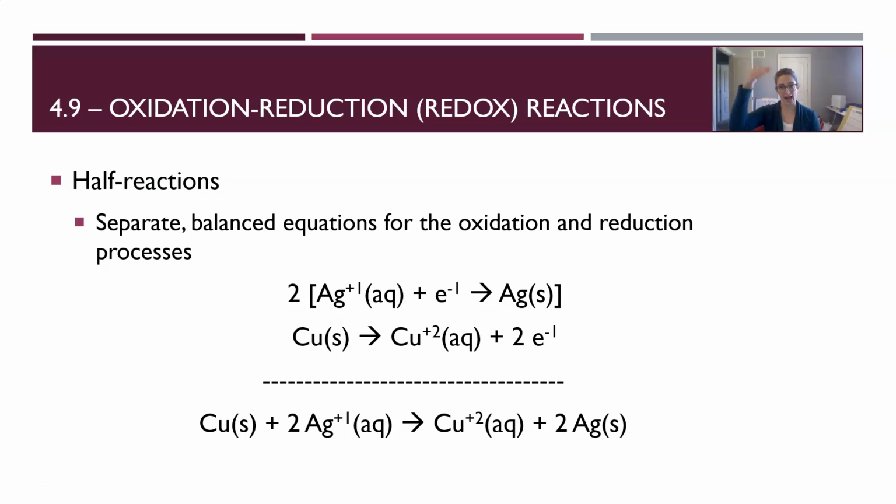And so then when you add these two half reactions together, our electrons cancel because they're on both sides of our reaction arrow, and we end up with 1 copper plus 2 silver ions, forming a copper plus 2 ion and 2 silver solids. So that's how we look at the half reactions for oxidation and reduction.